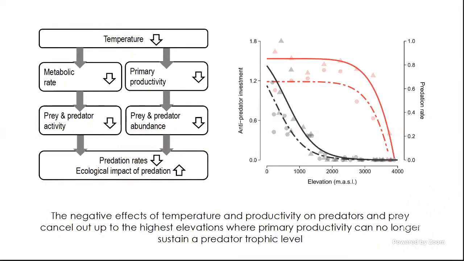However, at the highest elevation, productivity may no longer be able to sustain a predator trophic level, which may release tree hoppers from the need to invest against predation, and that's why we find this drop at the very highest elevations.